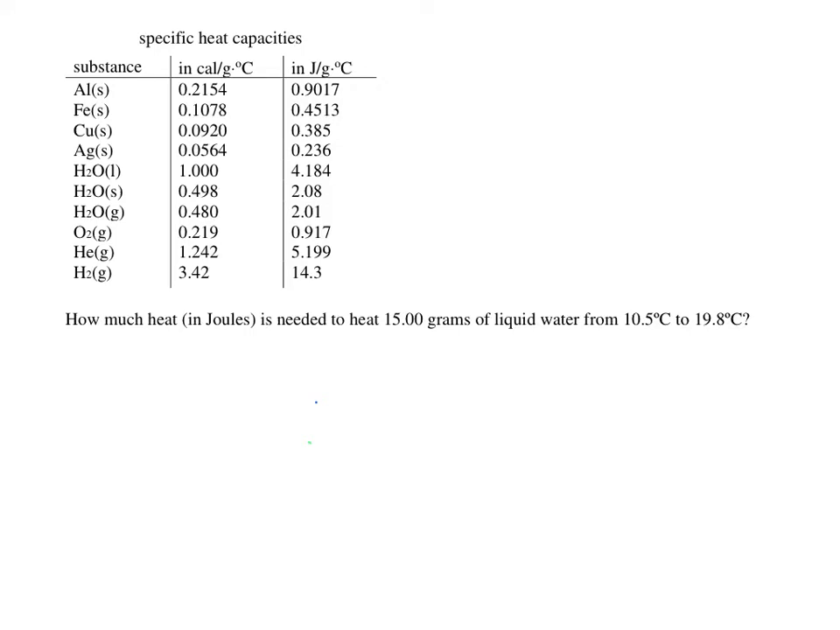Let's read this problem. We're calculating the heat and we want this quantity expressed in joules when we're accomplishing a temperature change. So we're going to use the equation where the heat, or Q, is going to be equal to the mass times the specific heat capacity of the item times our delta T. So we have our value of mass given to us. Our specific heat capacity is going to be the specific heat capacity of liquid water.